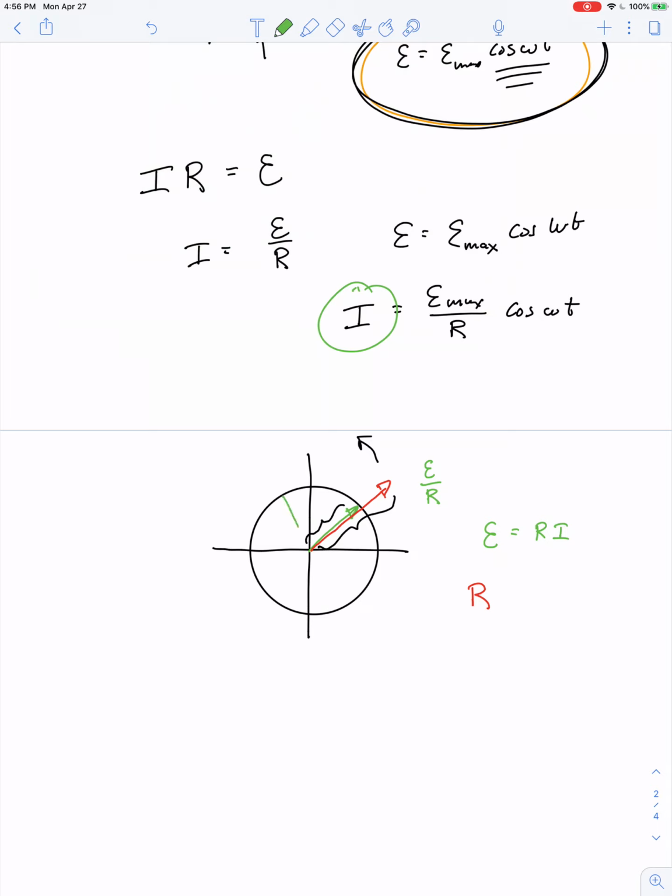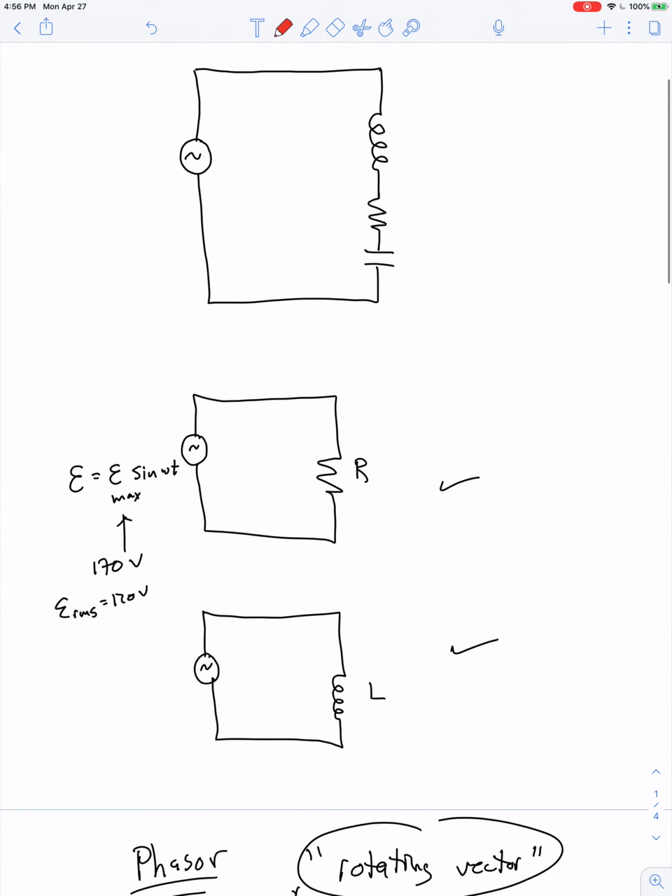So when the current phasor is in this position, the EMF phasor is also in the same position, it's just longer. So what we say is the EMF and the current are quote-unquote in phase for a resistor. So that answers the question of how would this circuit behave. The current and the EMF would both reach their peak values at the same moment in time.